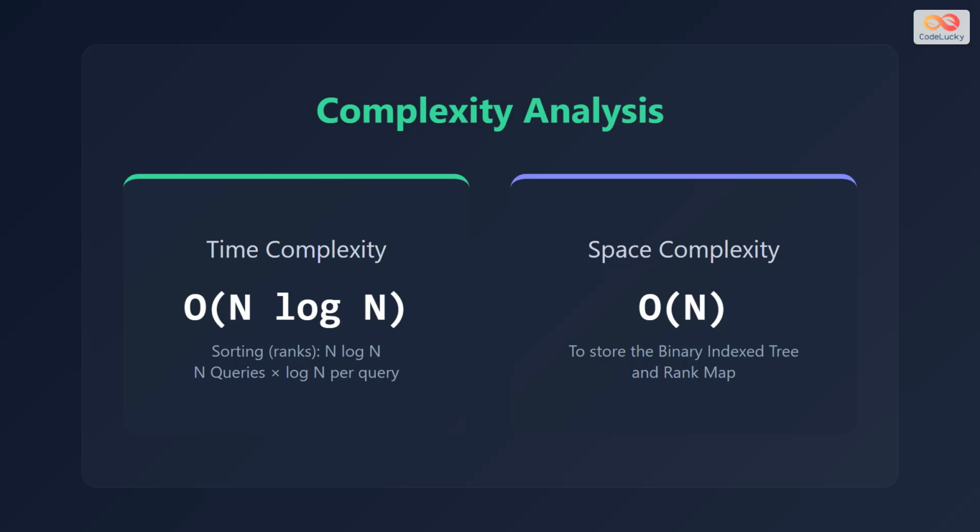By using this method, we have successfully optimized the problem. The coordinate compression takes n log n time due to sorting. The main loop runs n times, and each BIT operation takes log n time. This gives us a total time complexity of O(n log n), which is perfect for large inputs. The space complexity is O(n) to store the tree and the ranks.